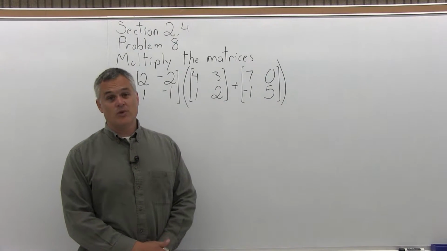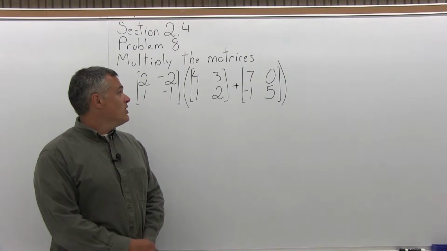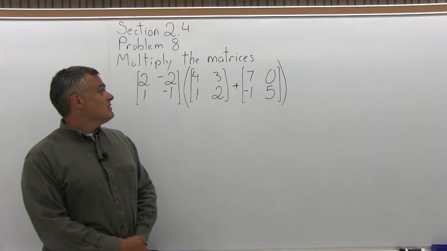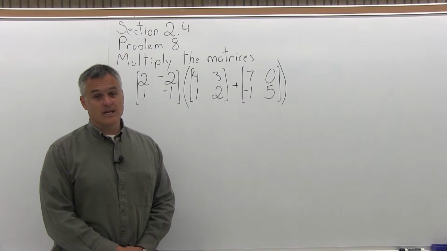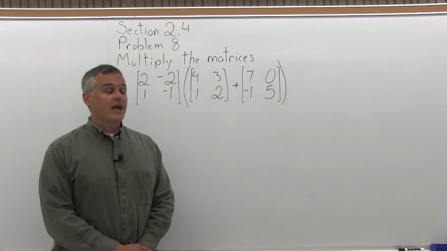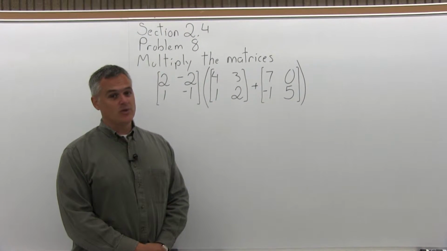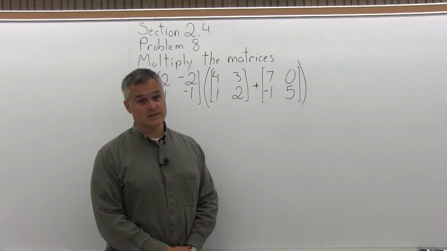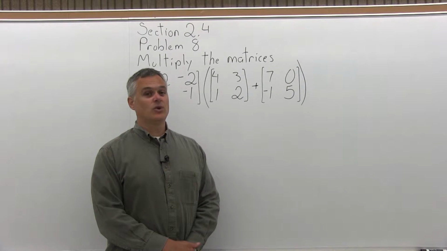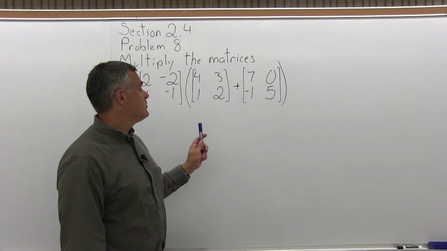This is Section 2.4, Problem number 8. It says multiply the matrices, and now what you have is one matrix times some parentheses, and within the parentheses are two matrices that have to be added together. So you have to do the work in parentheses first, and then you can do the work outside of the parentheses. Initially I'm going to ignore anything that's outside of the parentheses and focus only on the work inside the parentheses. So in the parentheses you have two matrices to add.